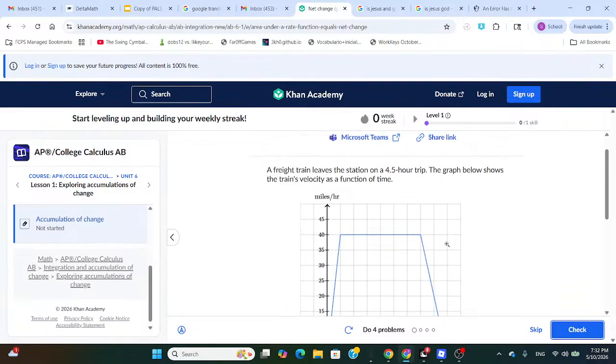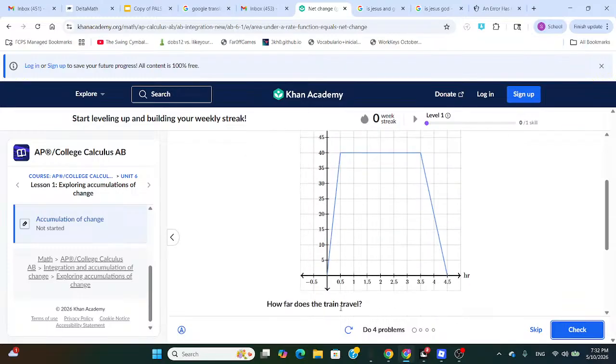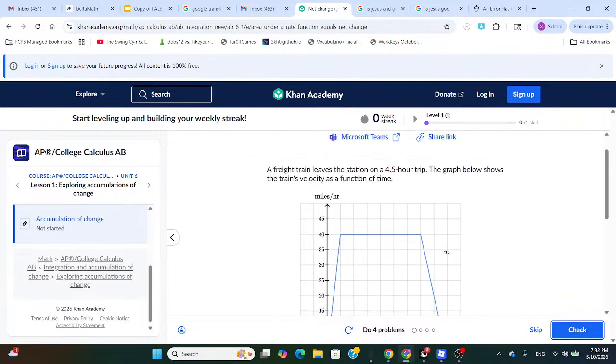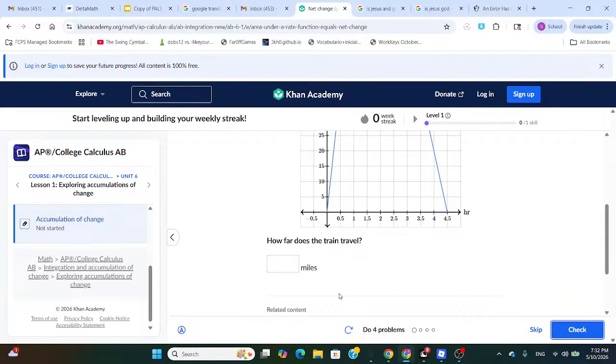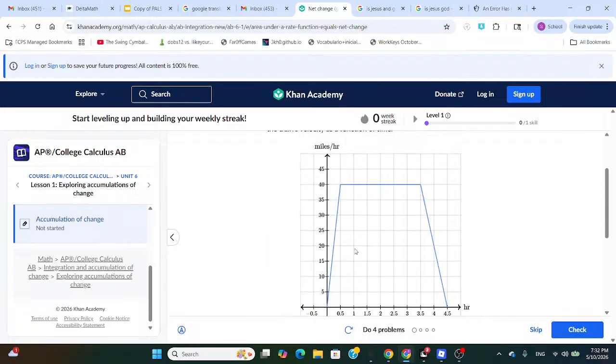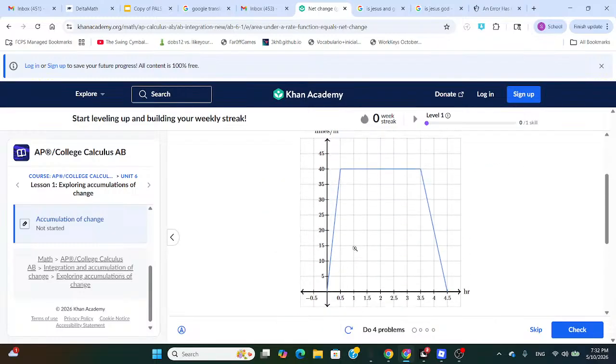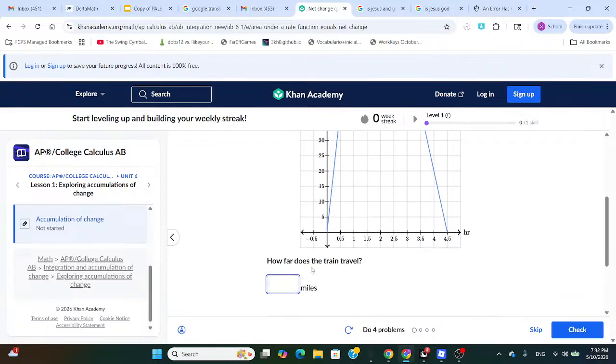Let's look at the problem. A freight train leaves the station on a 4.5-hour trip, as you can see on the x-axis. The graph below shows the train's velocity as a function of time. How far does the train travel? I'm assuming you have to find basically this area. So, just count up the rectangles.